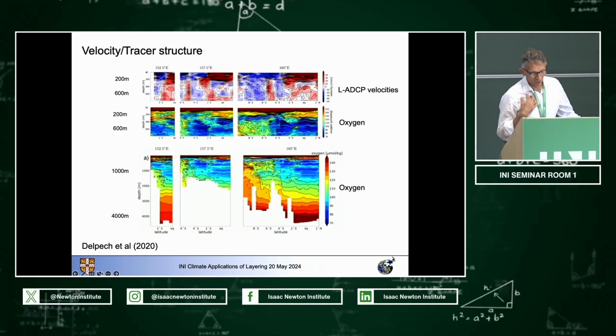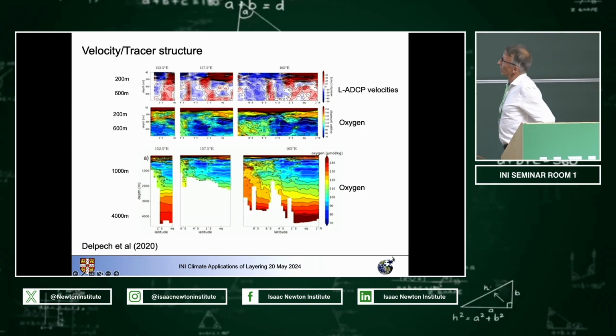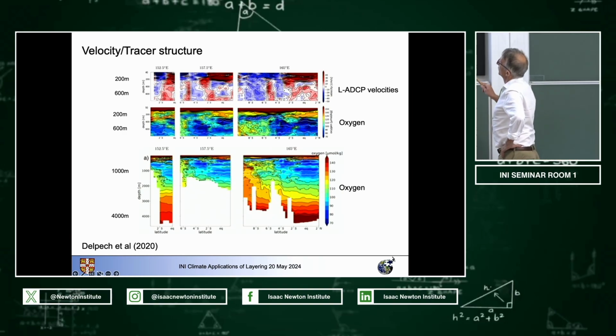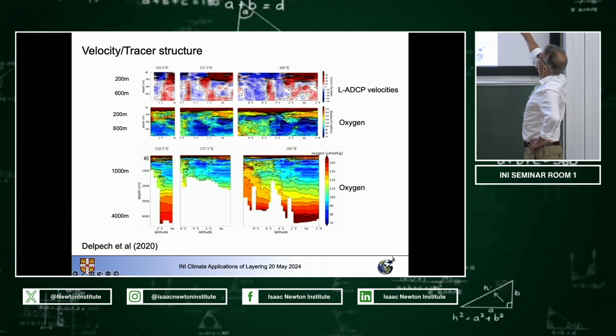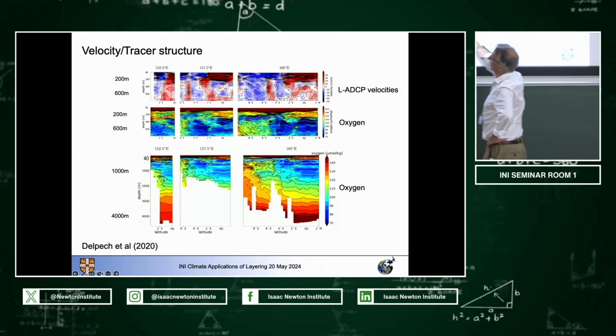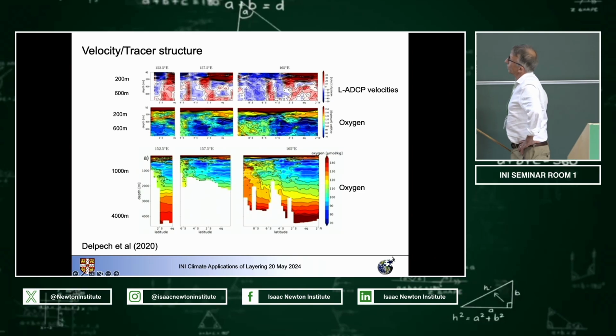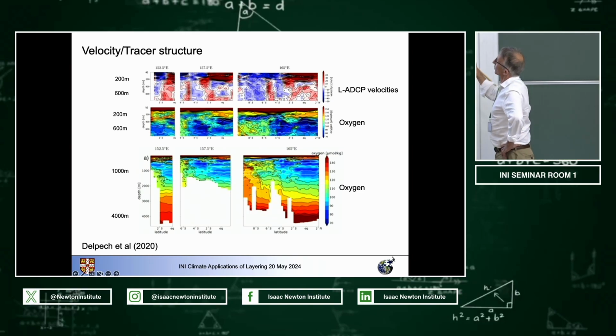Okay, now then, what I thought was particularly interesting was some subsequent work by Audrey Delpech and others, where they looked at the tracer structure. So this is now the acoustic Doppler current velocities here, and then this is the structure in oxygen, and it's shown in two ways. This is a shallower structure going from about 200 to 600 meters, and then this is a deeper structure. And let's focus on this picture, for example.